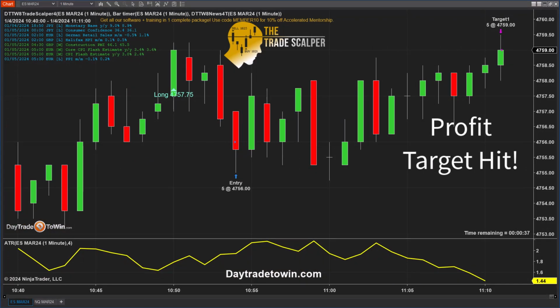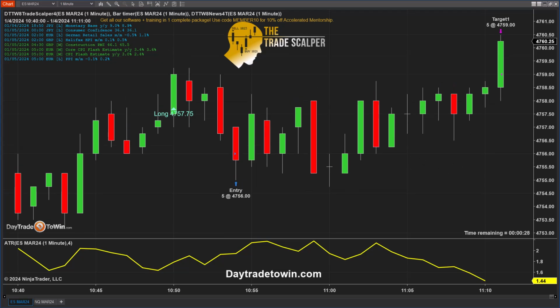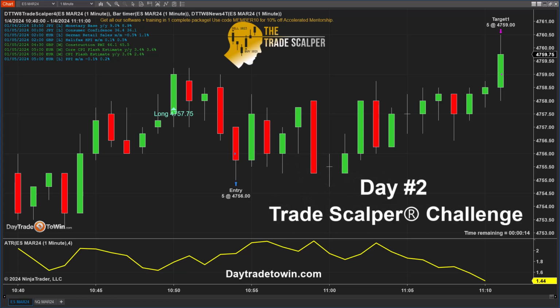Now for you guys, if you're doing 1 E-mini or 5 E-minis or an MES, which is a micro E-mini contract, it's the same. It works exactly the same way. There's no difference. Now that we're done here, let's see if we can successfully do 3 days in a row with the Trade Scalper 3-day challenge.